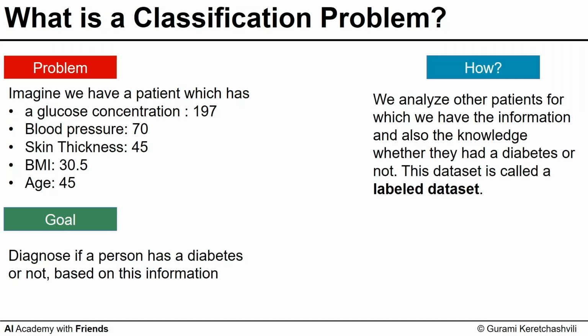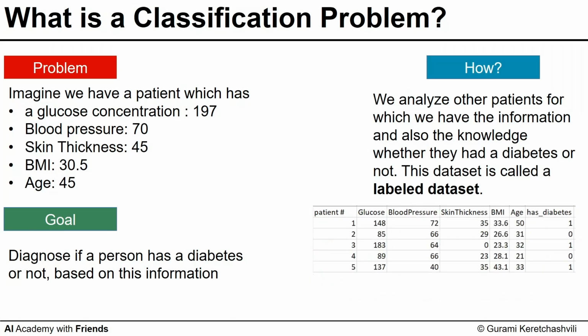We analyze other patients for which we have the information and also the knowledge whether they have diabetes or not. This dataset is called a labeled dataset. Here in the bottom right, you can see a sample of the dataset. We have 5 patients, and each patient has the information related to glucose, blood pressure, skin thickness, BMI, age, and also we have a label whether they have diabetes or not. This label is called the ground truth.